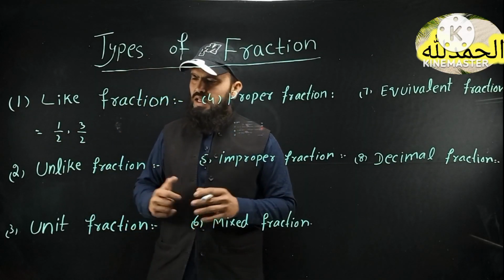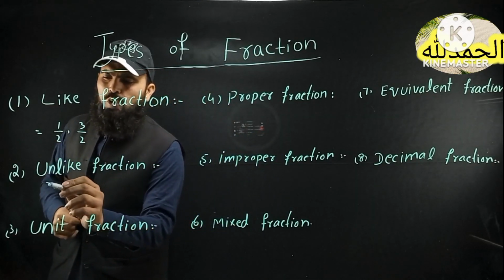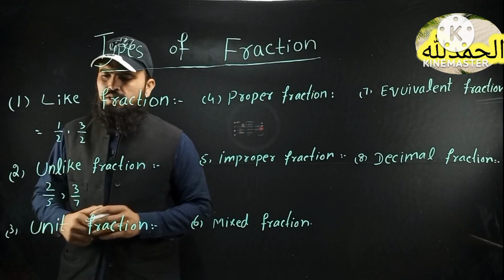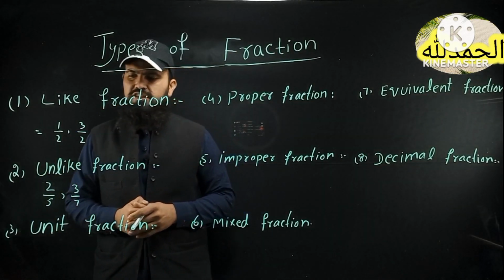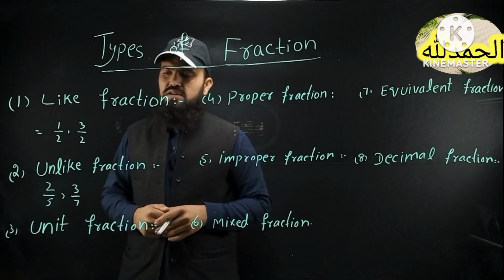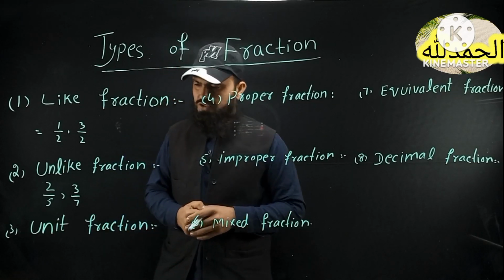Type 2 is unlike fractions, for example 2 over 5 and 3 over 7. These fractions are unlike fractions. Why? Because the denominators of these fractions are different from each other.